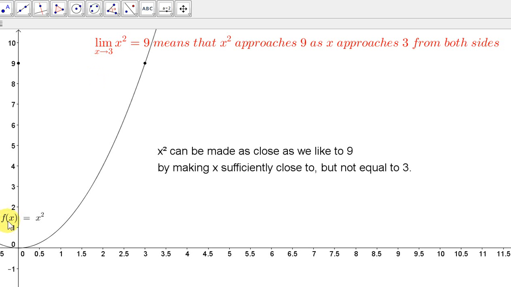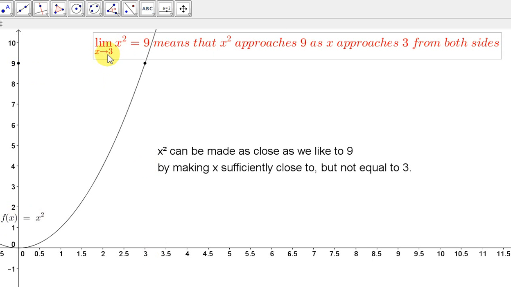Here we have a graph of the function f of x equals x squared. f of 3 equals 3 squared, which is 9. The limit as x tends towards 3 of x squared equals 9 means that x squared approaches 9 as x approaches 3 from both sides. It's important to realize that when x approaches 3, x doesn't actually reach 3.